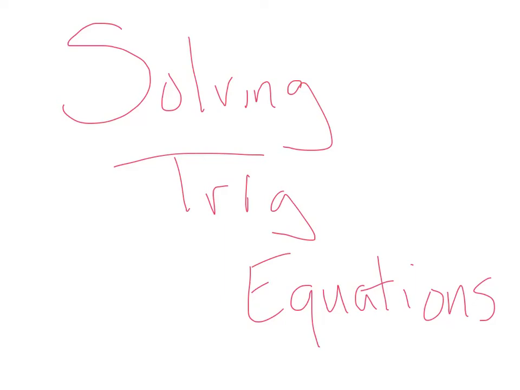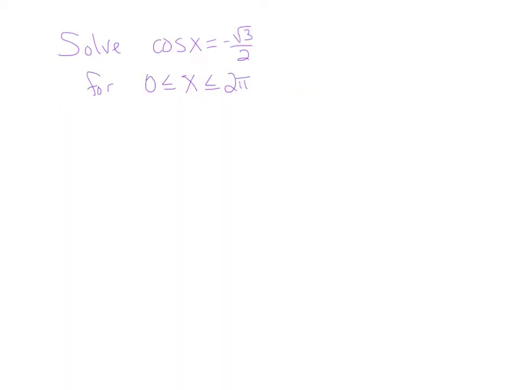We've looked at graphing trigonometric functions, and we've looked at how to use a graph to solve trigonometric equations, but now let's get into solving the trigonometric equations algebraically. So here is our first example. We're going to solve this equation, cosine x equals negative square root 3 over 2 for x between 0 and 2 pi. Well, how do we do that?